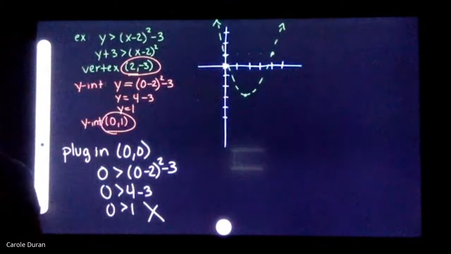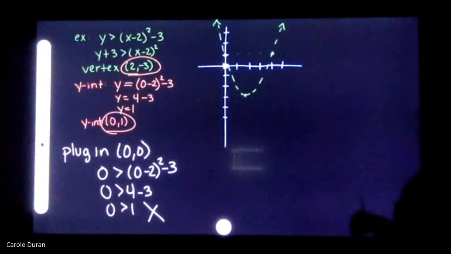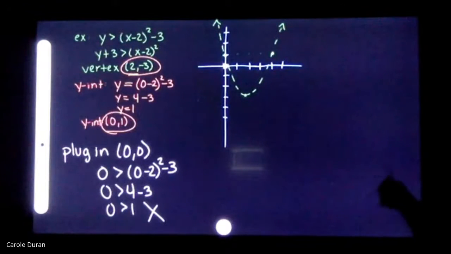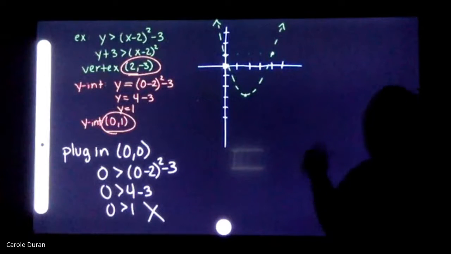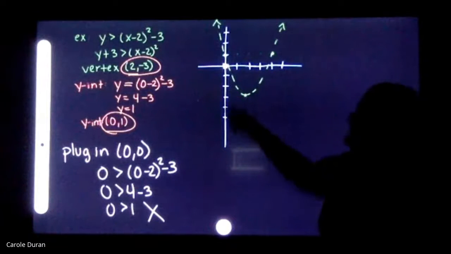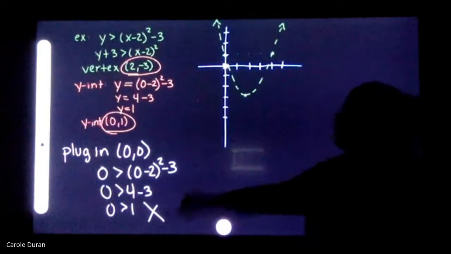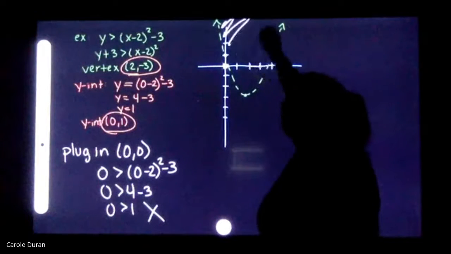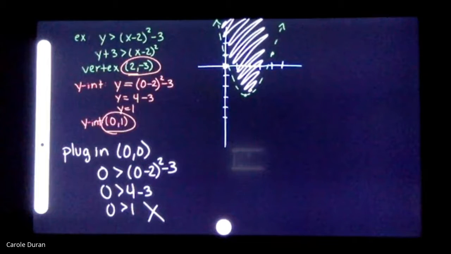So when I shade this, I'm not going to shade the side of the parabola that includes 0, 0. I'm going to shade the opposite side. Unlike a line, there isn't just a side, like normal. The two sides of a parabola are inside or outside. Since 0, 0 was outside and my inequality was not true, I need to shade inside the parabola. And then I'm done.